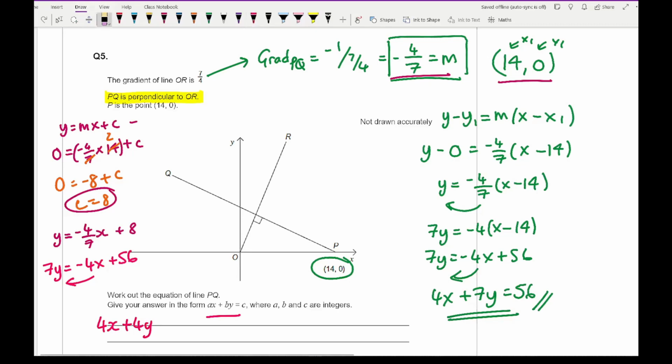I don't know why I've written 4y there. Done it again. And let's use the right colour, and we've got 7y equals 56, and we get to the answer eventually, and there we go.